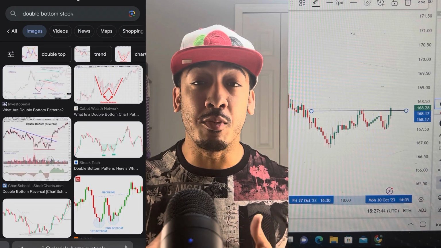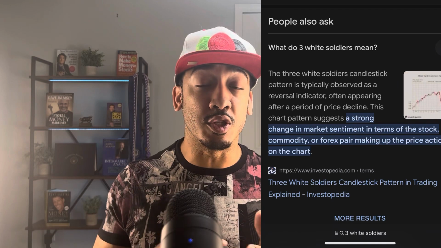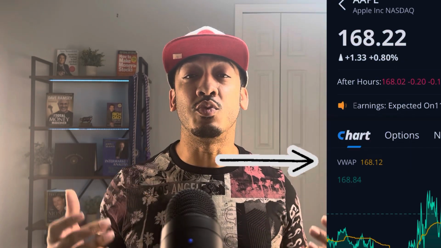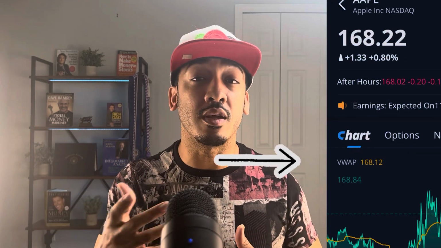So with Apple, looking at the charts, right, I see a bull flag. I see a double bottom and I see the 3 white soldiers. The bull flag usually has a double bottom in it, so it's a strong trend going to the upside when you're looking at that pattern. And the 3 white soldiers is a bullish pattern for the stock to go to the upside. Apple's current stock price is 168 and the VWAP is 168.12. So that's giving me another positive that Apple is gonna go in the uptrend.